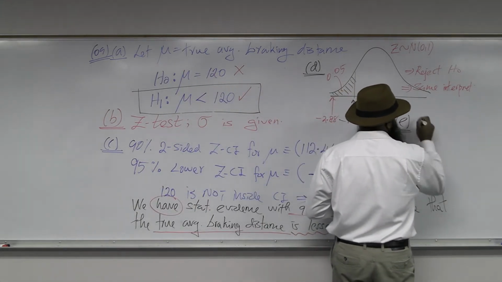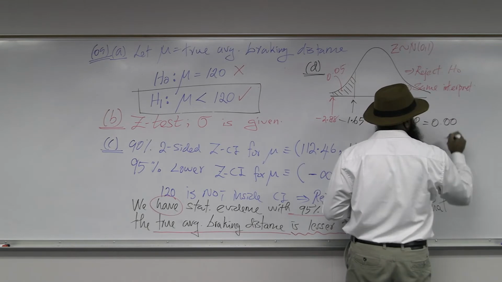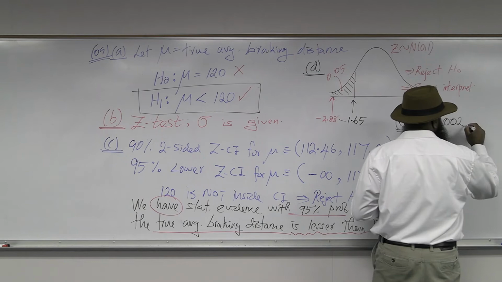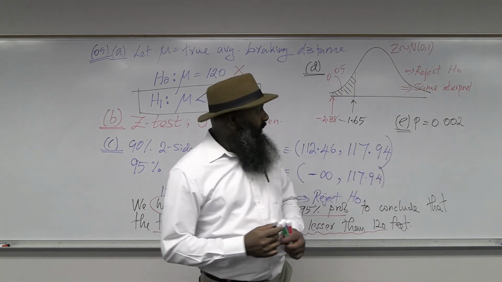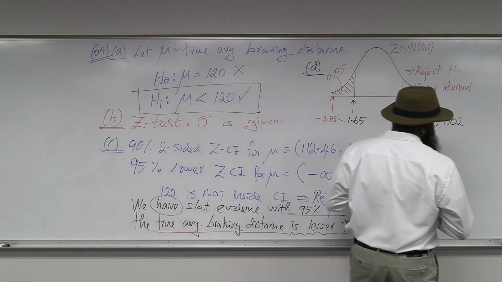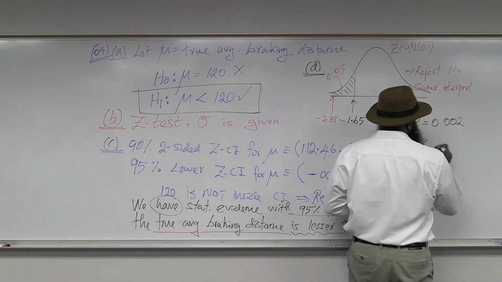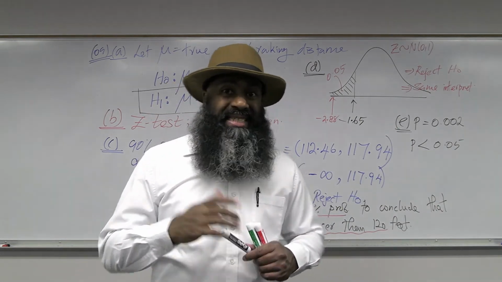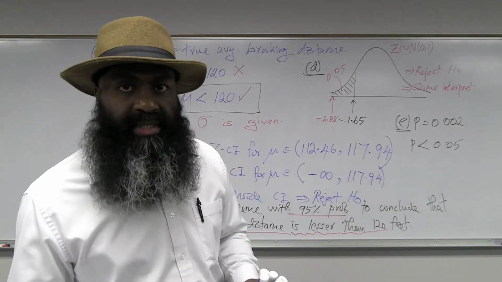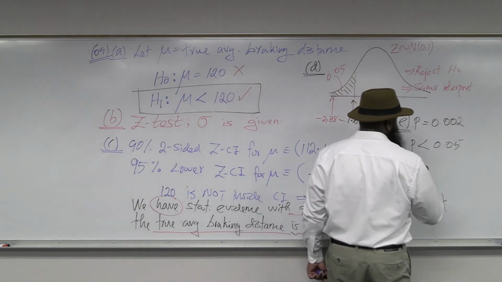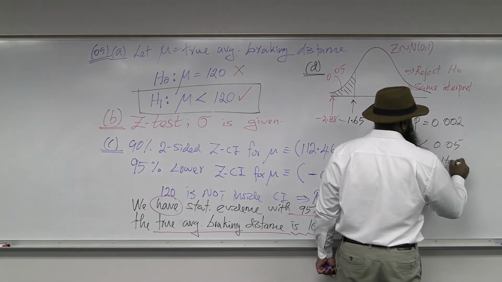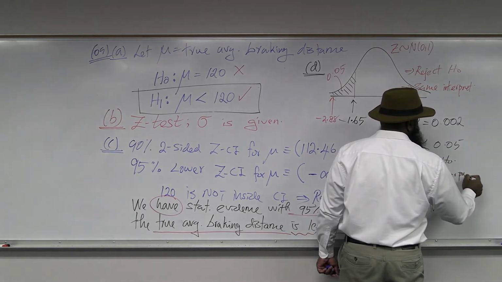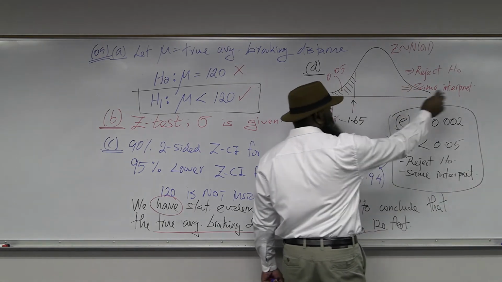The p-value is 0.001988 something, so I will write it as 0.002. And clearly, this value is lesser than 0.05. And we said if your p-value is lesser than alpha, we reject the null hypothesis. Okay? So we reject the null hypothesis. That means we get the same interpretation again. That's the answer for part E.